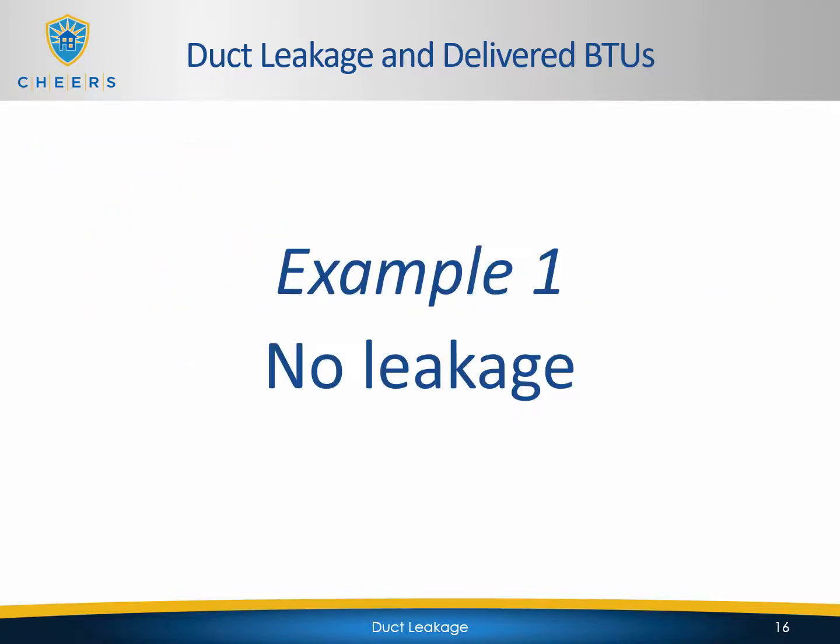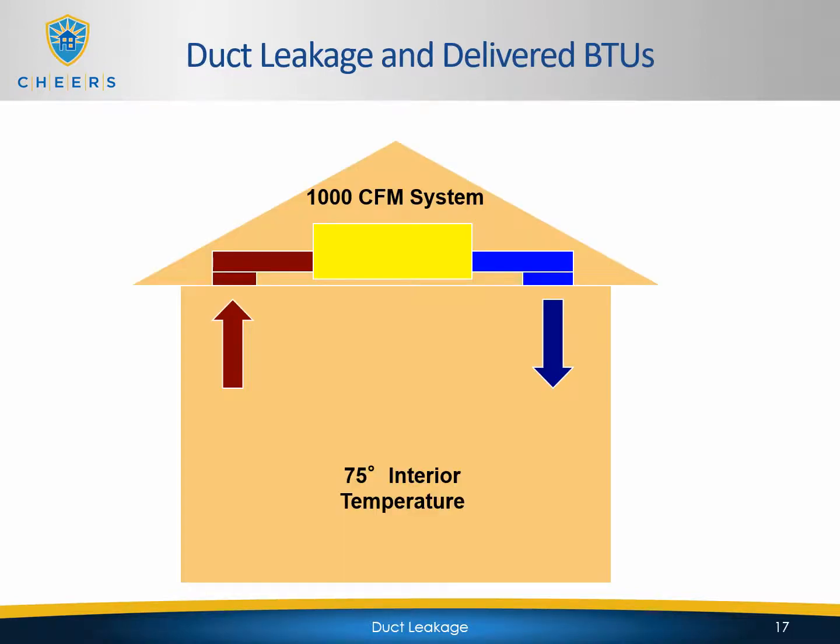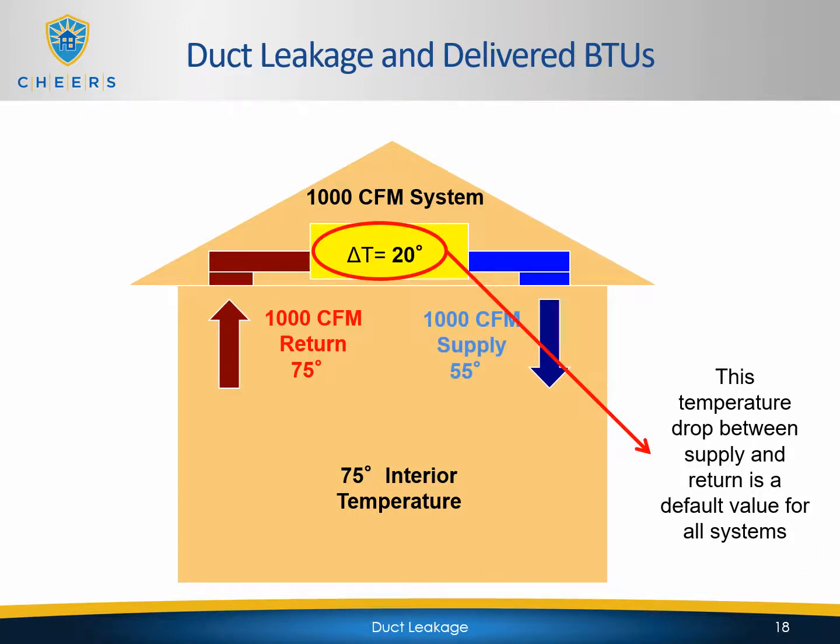So in our first example, we're going to see an example of a system that has no leakage. We have 75 degrees interior temperature, and we have a system that operates 1000 CFMs. And because there is no leakage, you're going to have 1000 CFMs being pulled into the return and 1000 CFMs being supplied through the supply side.